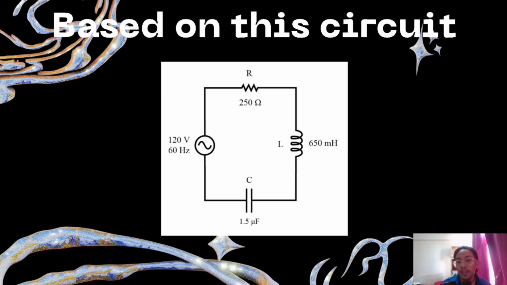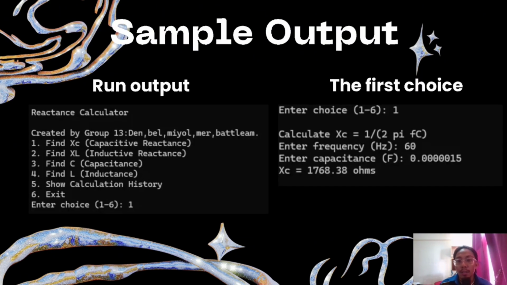We know that the frequency is 60 Hz, the voltage is 120 volt, the resistance is 250 ohm, the inductance is 650 millihenry, and the capacitance is 1.5 microfarad. So based on this circuit, we have test for the first choice, which is calculate XC.